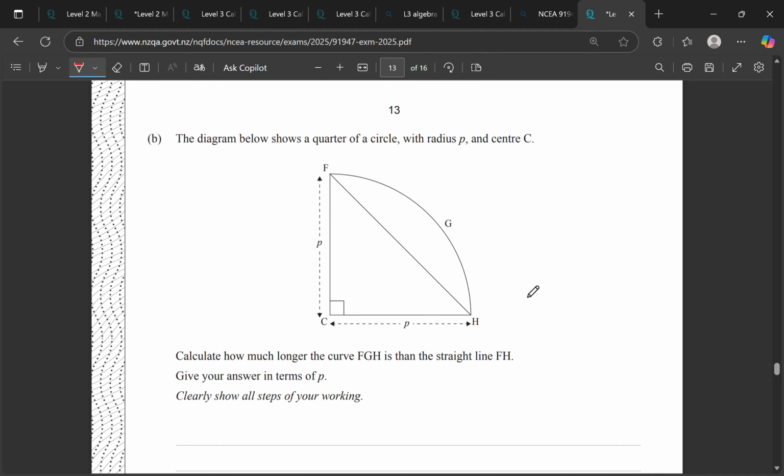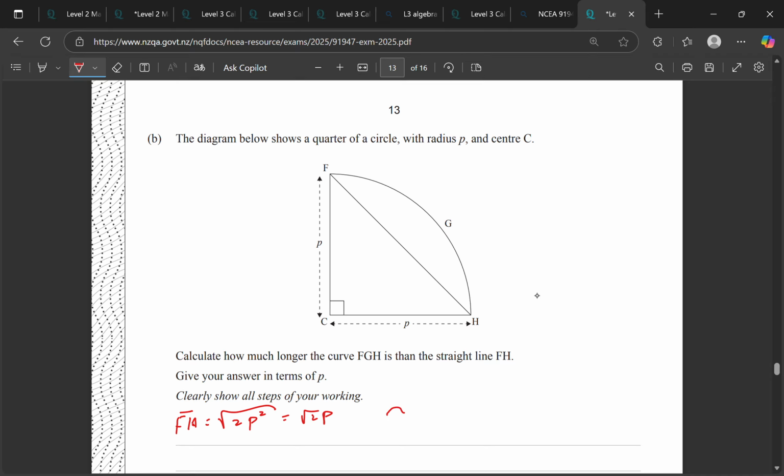All right, question B. The diagram below shows a quarter of a circle with a radius P and the center C. Calculate how much longer the curve FGH is than the straight line FH. Give your answer in terms of P. Clearly show all steps of your working. So first of all, the line FH is easy. Use Pythagoras theorem, which is square root of 2 P squared.